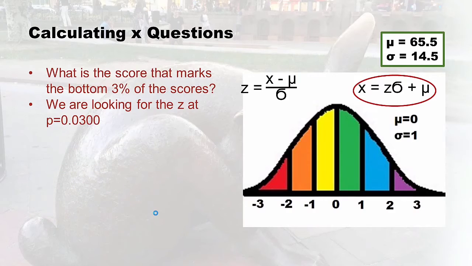I'm going to do another exercise for you, this time the bottom 3% of the scores, because this is often kind of challenging for students, so I'll just give you a second demonstration. So as you can imagine, we're going on the hunt now for z at p equals 0.0300. So let's go over to the z table.